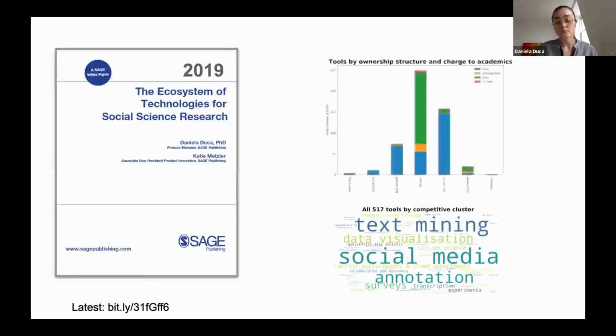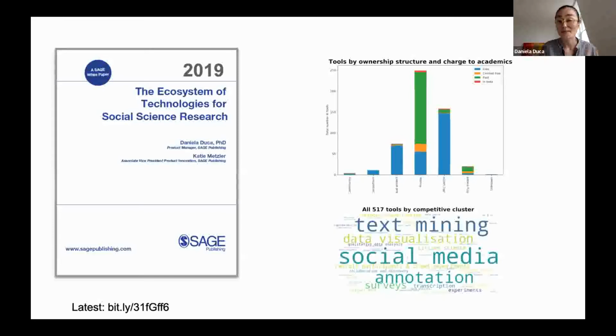So just to give you an idea, based on the volume of tools I've looked at, social science researchers use both tools developed with public funding as well as private and commercial tools.